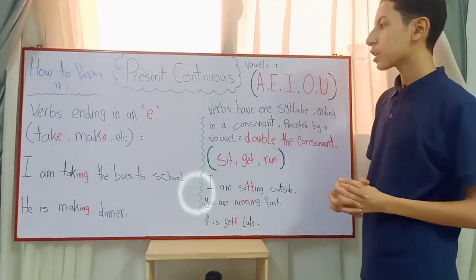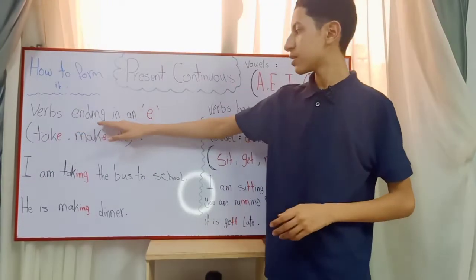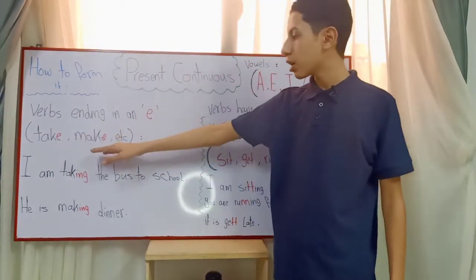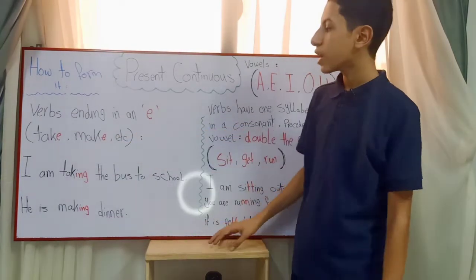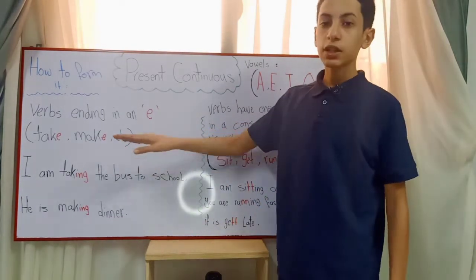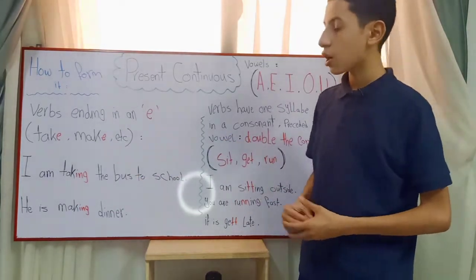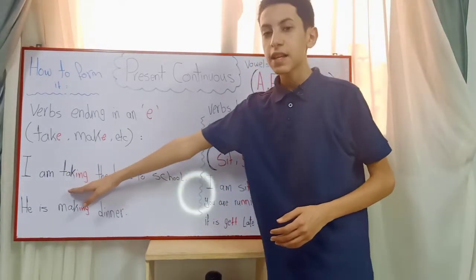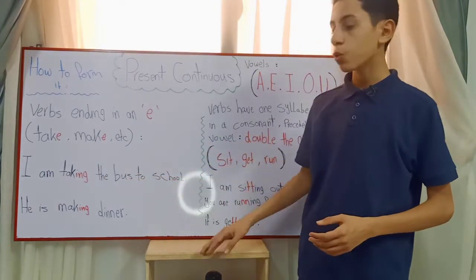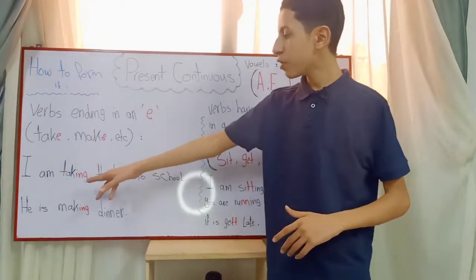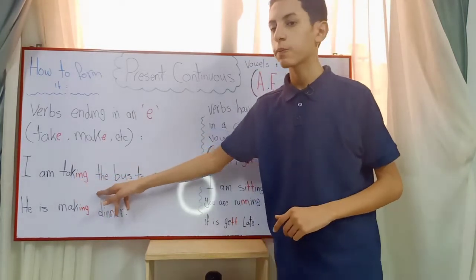You have to be careful with verbs ending in an e, like for example take, make, etc. In that case, when we put it in a present continuous sentence, we remove the e and put the ing. For example, I am taking the bus to school. He is making dinner. So we remove the e and put ing.